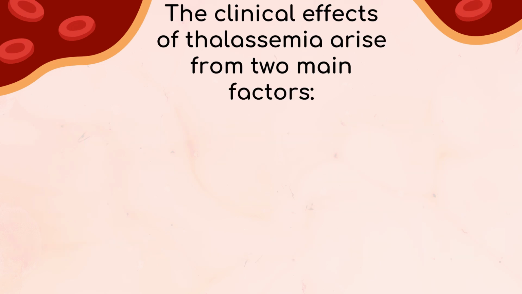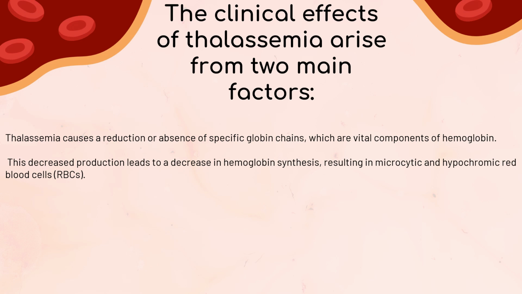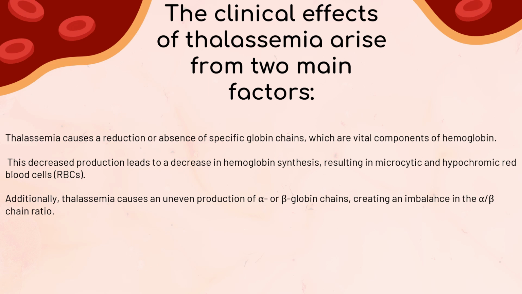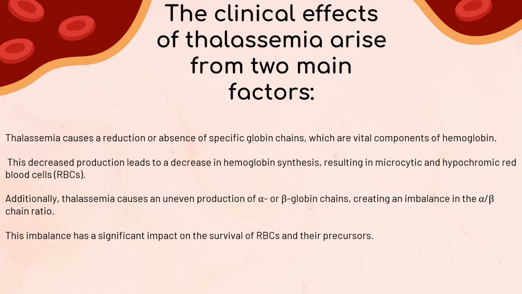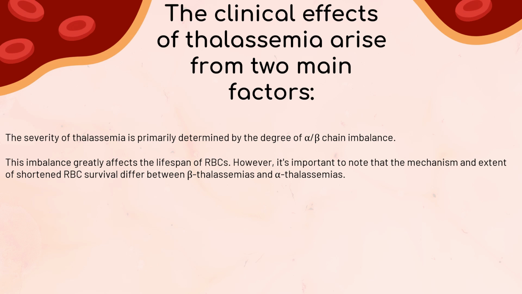The clinical effects of thalassemia arise from two main factors. Thalassemia causes a reduction or absence of specific globin chains, which are vital components of hemoglobin. This decreased production leads to a decrease in hemoglobin synthesis, resulting in microcytic and hypochromic red blood cells. Additionally, thalassemia causes an uneven production of alpha or beta-globin chains, creating an imbalance in the alpha to beta chain ratio. This imbalance has a significant impact on the survival of RBCs and their precursors. The severity of thalassemia is primarily determined by the degree of alpha-beta chain imbalance. This imbalance greatly affects the lifespan of RBCs.